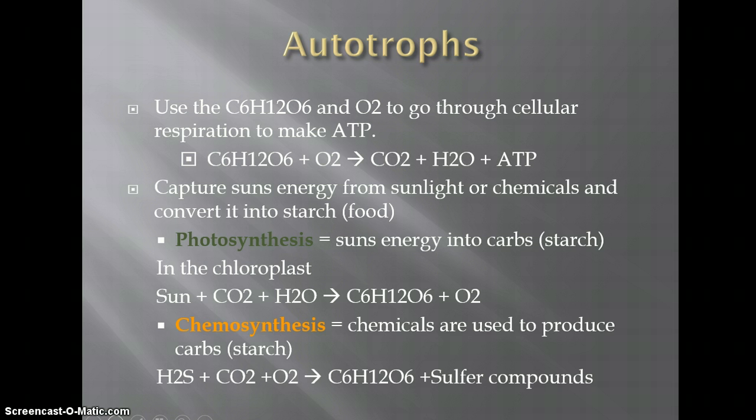And then in turn, those autotrophs use that glucose and oxygen to make energy. It's all about making energy. And those photosynthesizers make that glucose and oxygen for themselves. Chemosynthesis, where chemicals are used to produce the carbs and the starch. And a lot of times the chemical is sulfur. And you can see H2S, that's hydrogen sulfide. So sulfur is used to help make the glucose for the organism, then using the glucose to make energy.